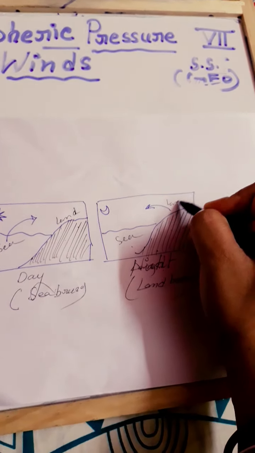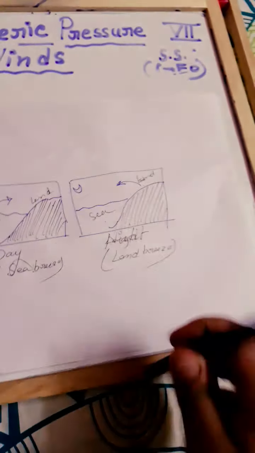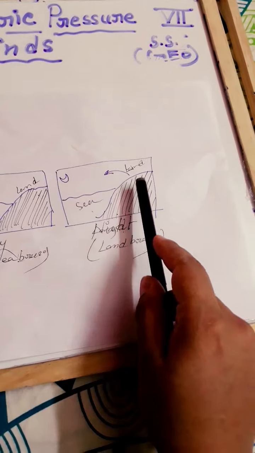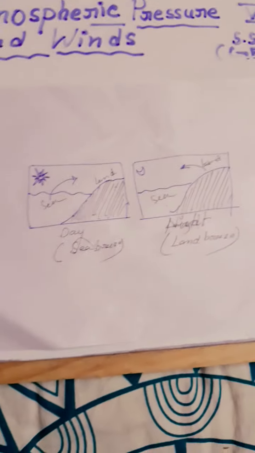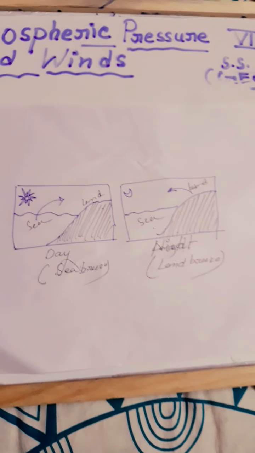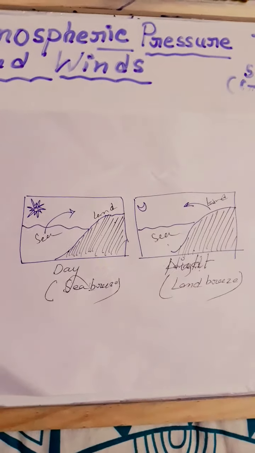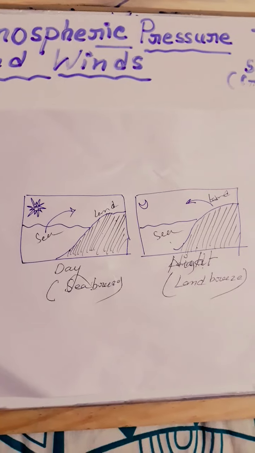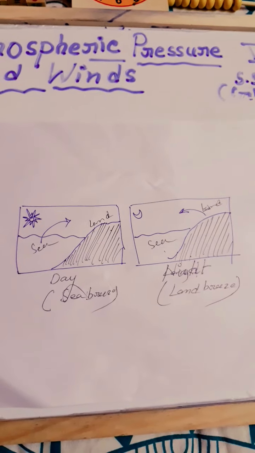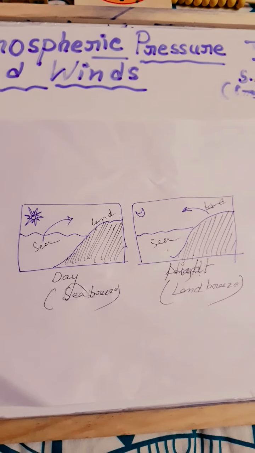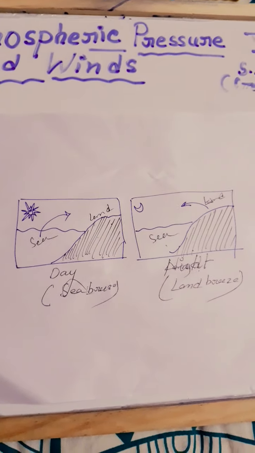This is the sea and this is the land. In the night time, the wind blows from the land side to the sea side. This is known as the land breeze. So these are the main things about the sea breeze and the land breeze, and these two are also examples of periodic winds. Now later we will discuss the local winds.